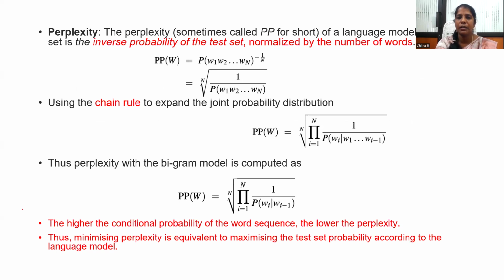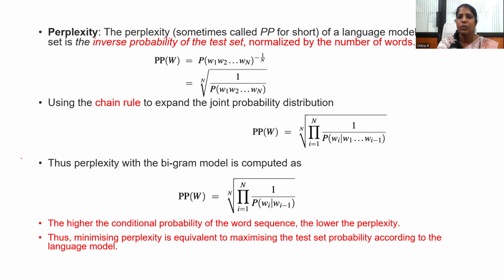If you want to find the perplexity of the words W1, W2, up to Wn, where n words are there in your sentence, then you should find the perplexity by using the formula P of W1, W2, up to Wn, the whole to the power minus 1 by n. That is the inverse of your number of words. If the number of words in your corpus is n, then the perplexity can be calculated as the nth root of 1 by P of W1, W2, up to Wn, the probability of the particular sequence.